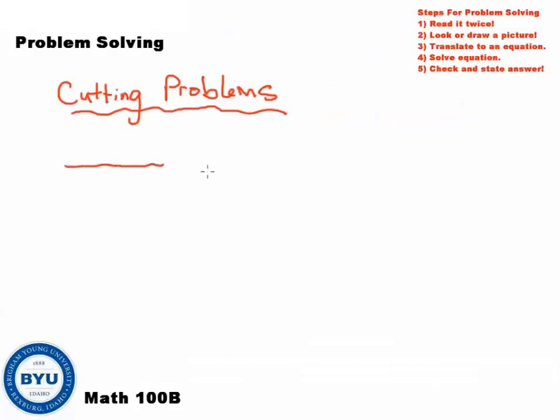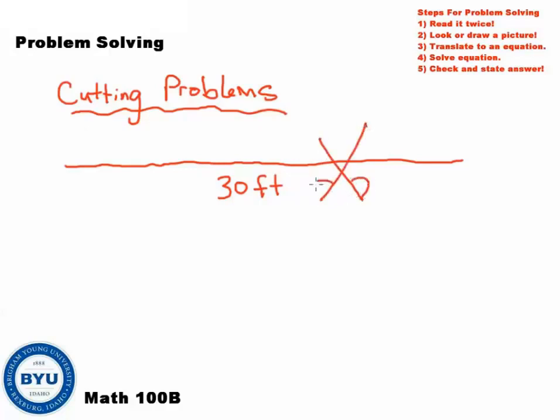Let's say that we had a string. You'll have to bear with me here. I'm not a very good drawer, and it's even harder on the computer. But let's say that this string is, I don't know, 30 feet long. 30 feet long. And our goal is to cut this string somewhere along the string with some scissors.